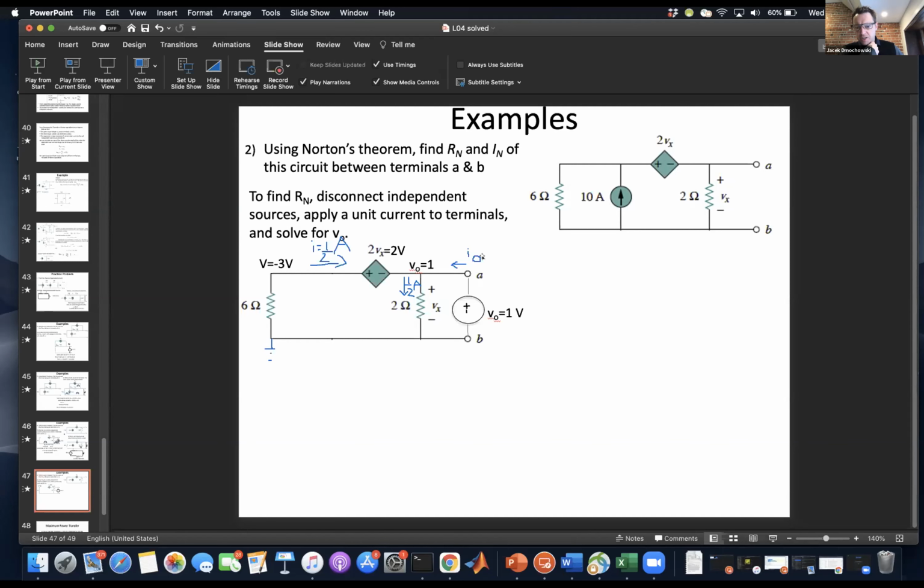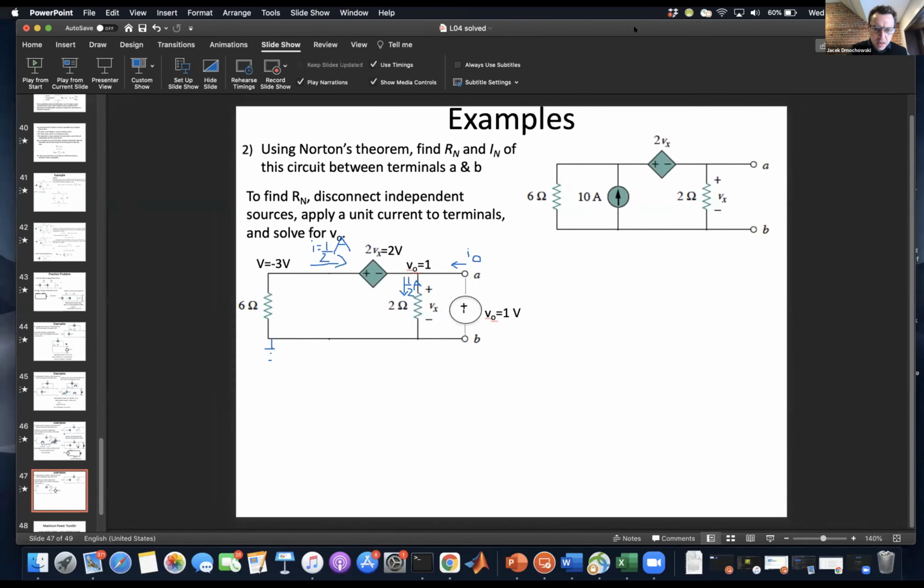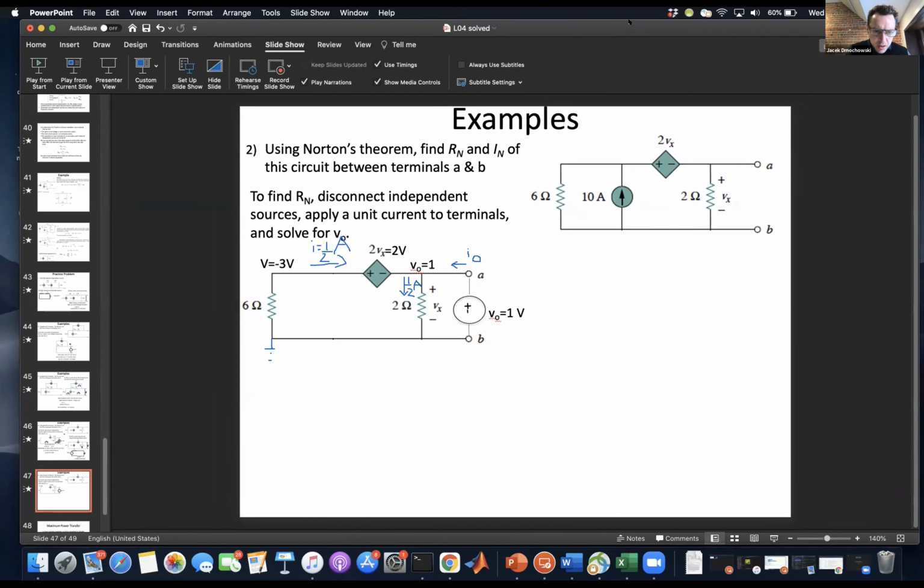Yeah, you could do mesh analysis, but I don't really want to do it. I don't want to spend more time on this example. I'm just confused as to what is wrong here because this is 0. This, oh, hold on a second. This is a volt. Okay, this is what's wrong. This is 3 volts, not -3 volts.